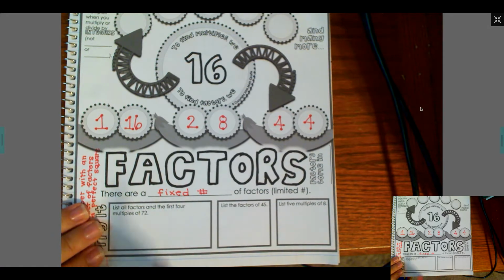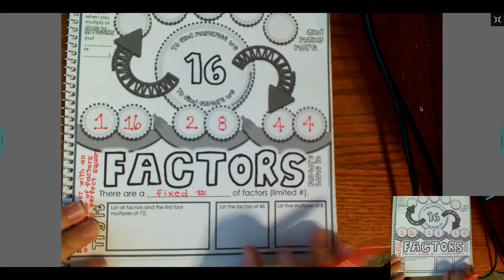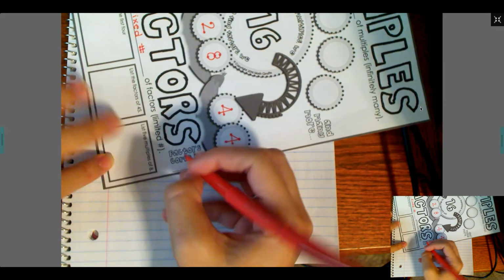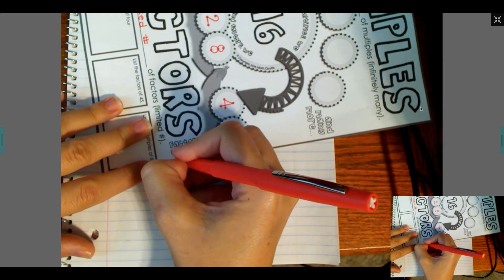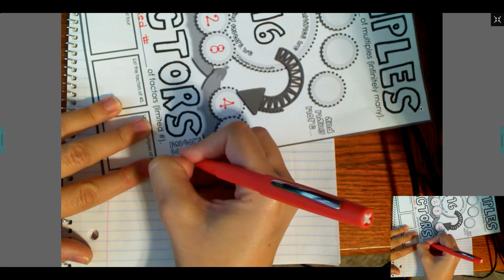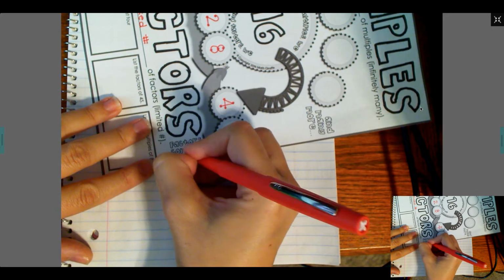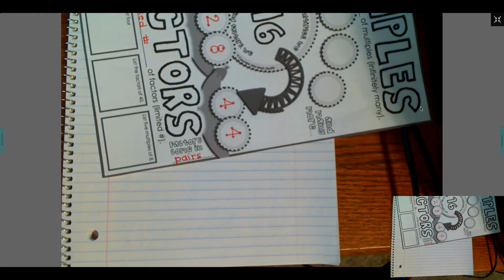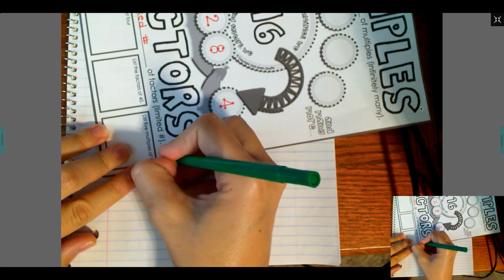So, here we have factors. Over here on this side, it says factors come in pairs. And I'm going to write the word pairs. And then, just for fun, I have a green pen here. I'm going to draw myself a pair.